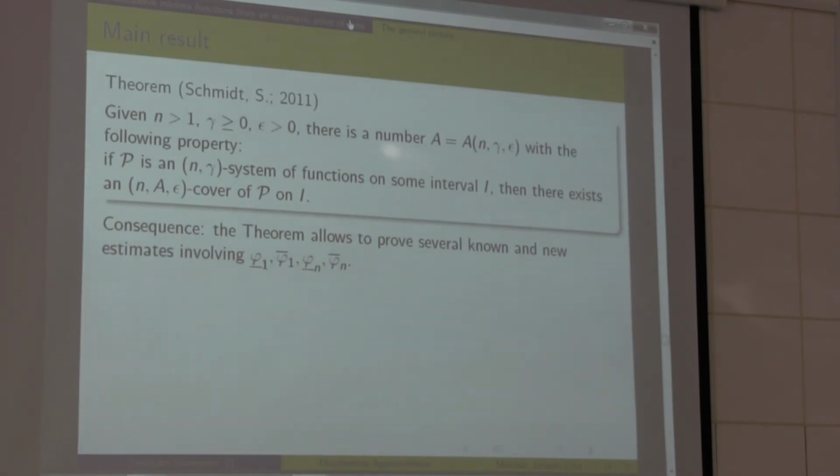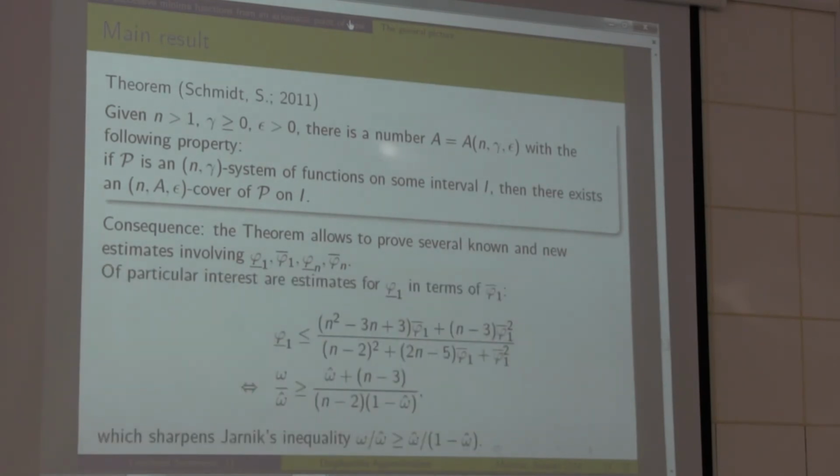First nice consequence is, well, all the guess results for the case gamma equals 0 can be proved now, and we get some new estimates, for example, involving the approximation constant, which means some new transfer inequality. Focus in particular on estimates of phi sub 1 underlined in terms of phi sub 1 overlined.